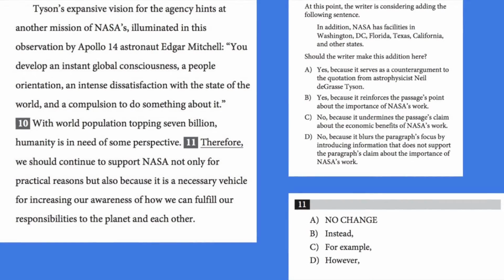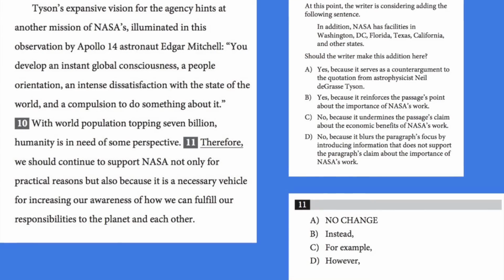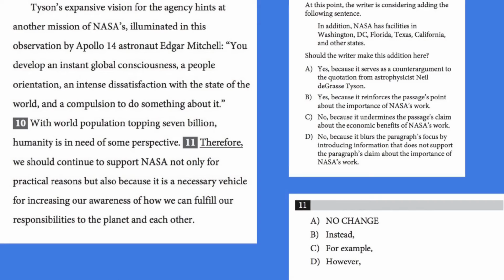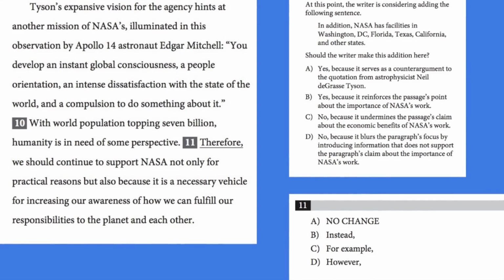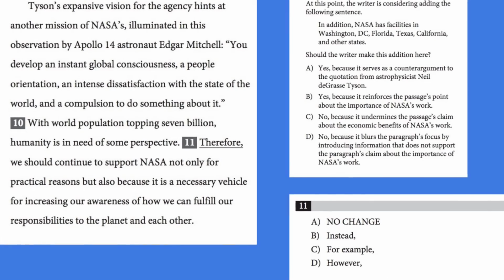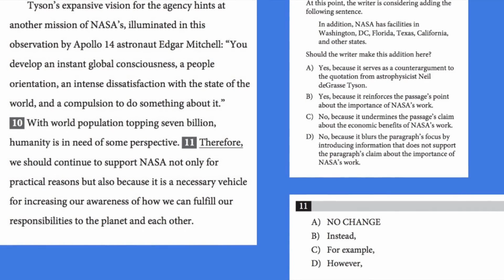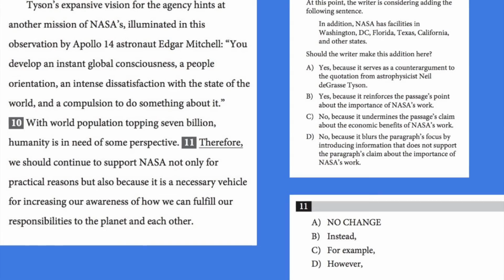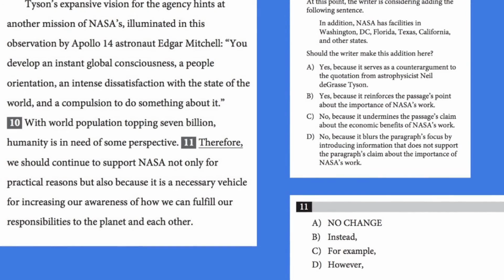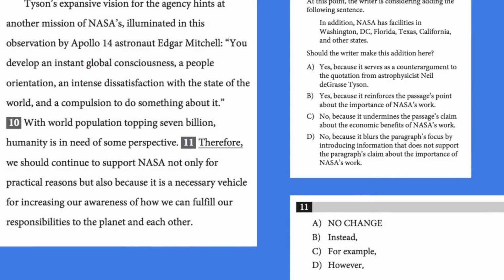Now to the last question. Because it's asking about transitions, we must read the sentence before and after to help us with the answer. With world population topping 7 billion, humanity is in need of some perspective. Therefore, we should continue to support NASA not only for practical reasons, but also because it is a necessary vehicle for increasing our awareness of how we can fulfill our responsibilities to the planet and each other.